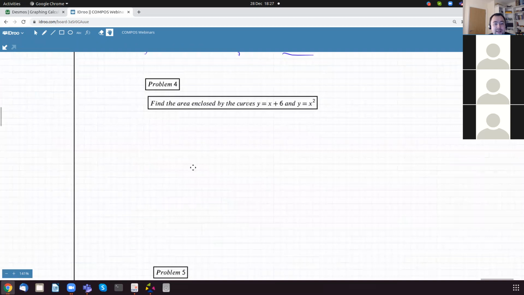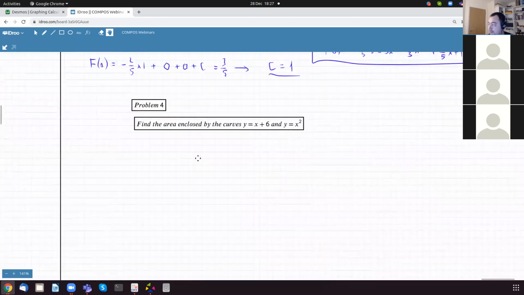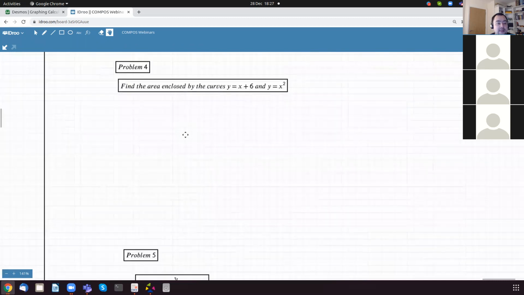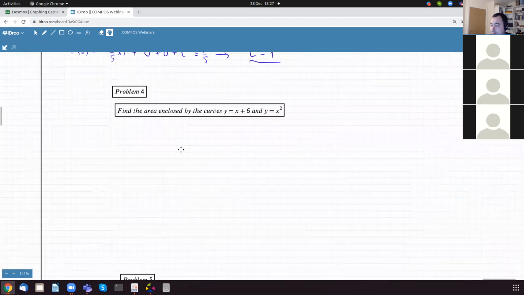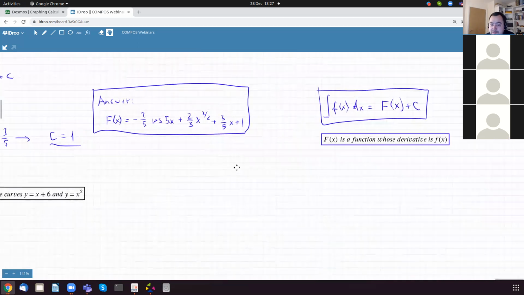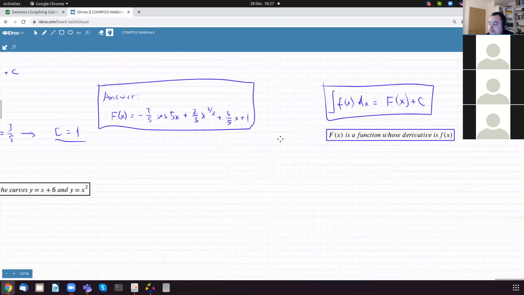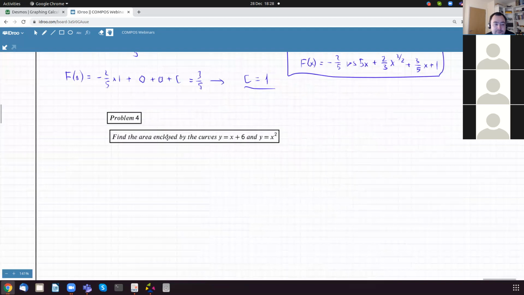All right, problem 4. Now we're moving on to definite integrals. F of x plus c for any c would be the primitive function to f of x, yes, or the antiderivative.